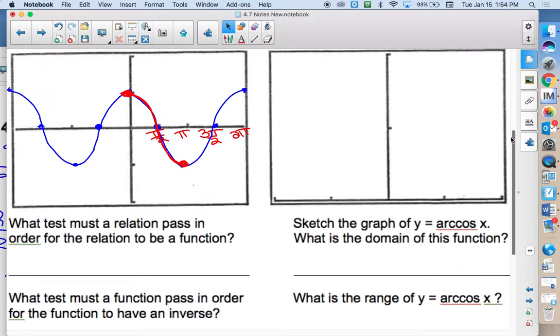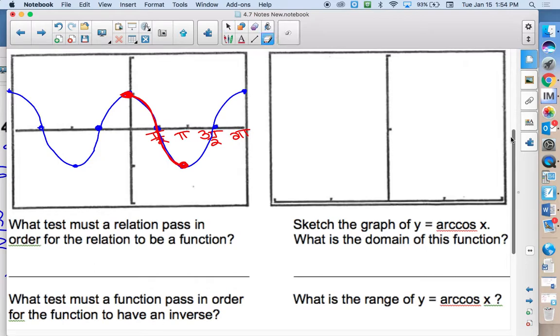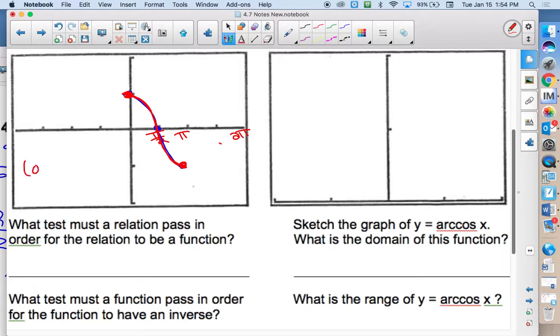So then we're going to take those 3 points and see if we can translate these points to get the inverse function. So I have a point at 0, 1.